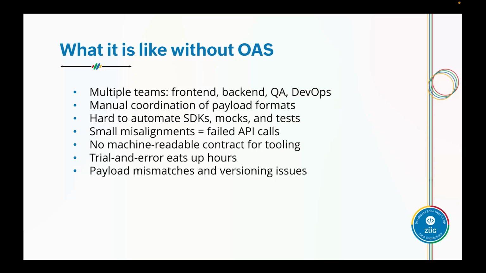So without a machine readable contract like the OAS, everyone's referencing docs manually, which works but doesn't scale well. You can't easily generate SDKs, build mock servers, or set up test automation without extra effort. And even a small mismatch, say a missing field or an incorrect data type, could lead to a failed request. So the issue isn't unclear documentation, it's that you don't have a single source of truth that's both human and machine readable. That's exactly what OAS brings to the table.